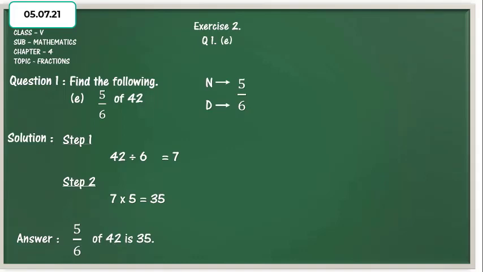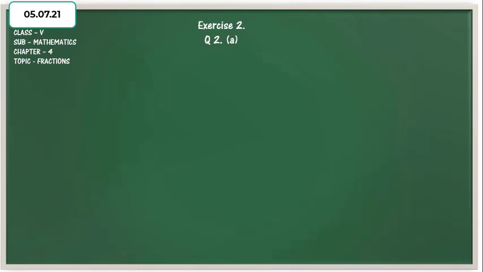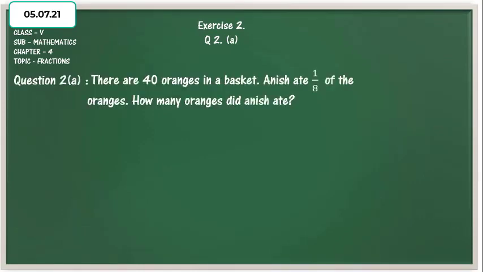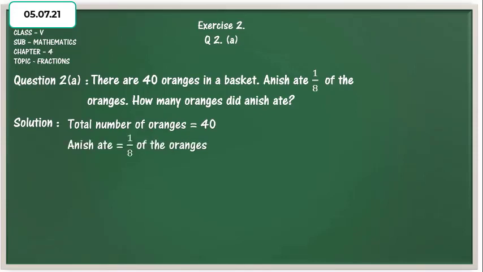Another question, exercise number 2, question number 2A. There are 40 oranges in a basket. Anish ate 1 by 8 of the oranges. How many oranges did Anish eat? Solution. Total number of oranges is equal to 40. Anish ate 1 by 8 of the oranges, which is equal to 1 by 8 of 40.